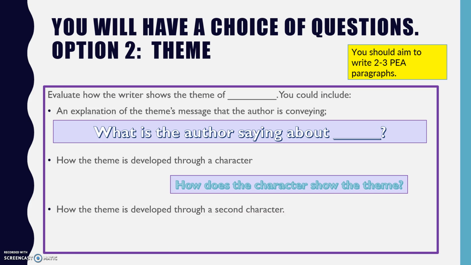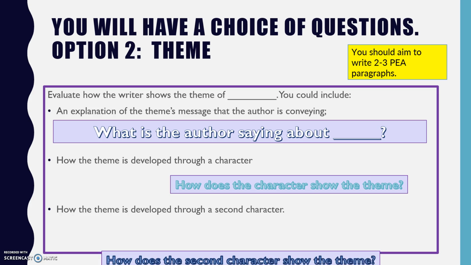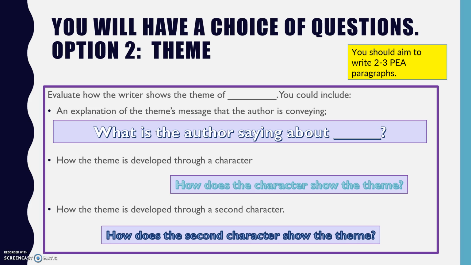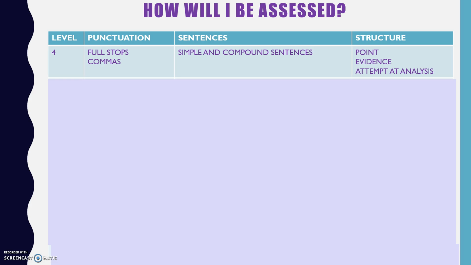Then in your second paragraph, you look at how the theme is developed through a character, and how does that character show the theme? And in your third paragraph, choose another character. So it could be your second paragraph is about how the character of Connor in A Monster Calls deals with the theme of death. And then your last paragraph could be about how Connor's grandma deals with that. Or for Wonder, you could talk about the theme of friendship, how it affects Augie, and then in your last paragraph, friendship and how it affects Jack Will.